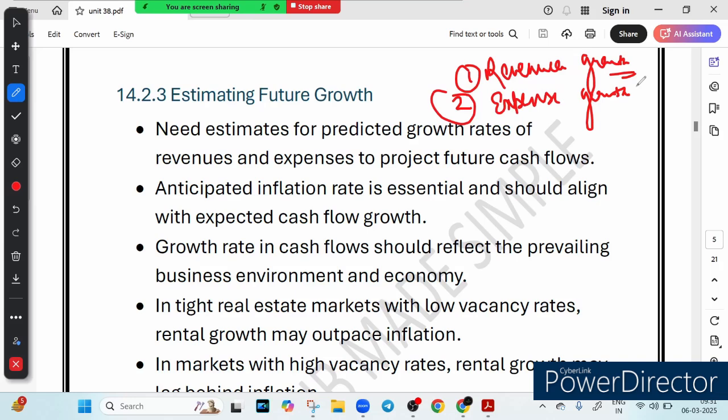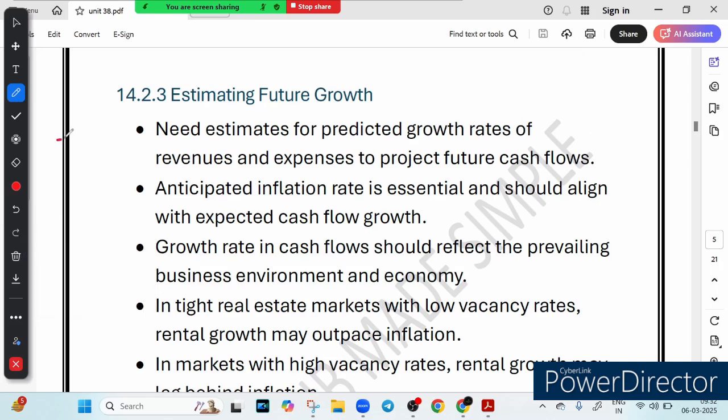This is the key point, right? So if you overestimate, what will happen? If you overestimate growth, it can make an investment look better than it actually is, and underestimating can make a great opportunity seem weak. That's the point, right? So revenue growth, expense growth, you must understand it clearly. I hope this line is clear now. We need to estimate the predicted growth rate of revenue and expense to project future cash flow.